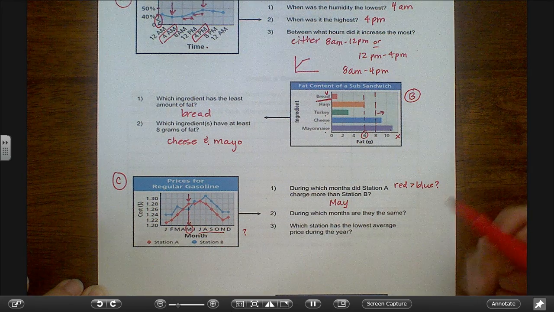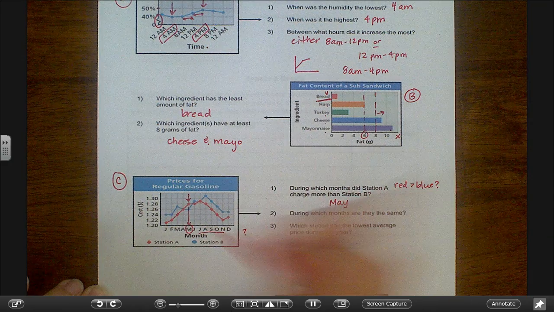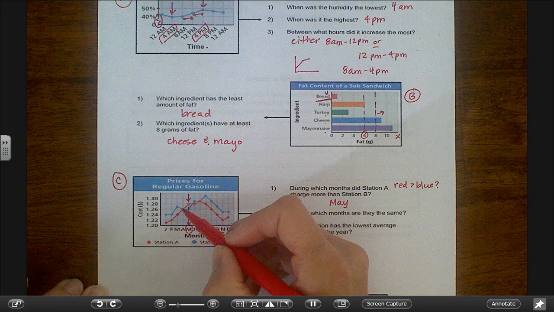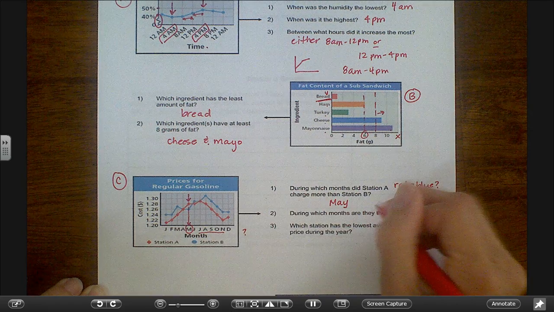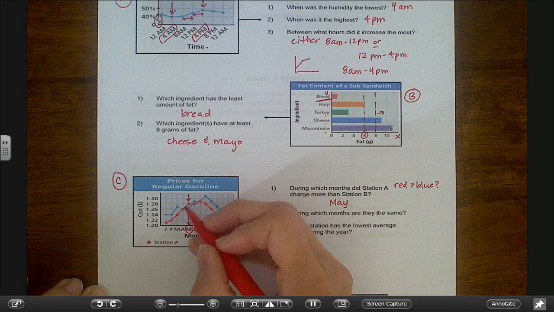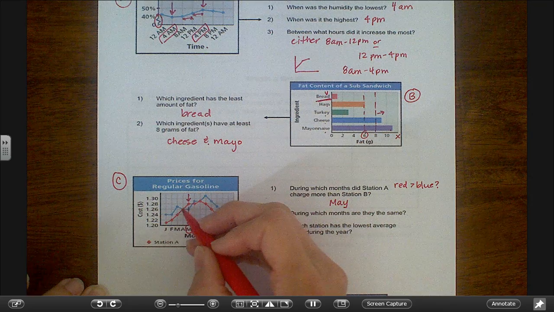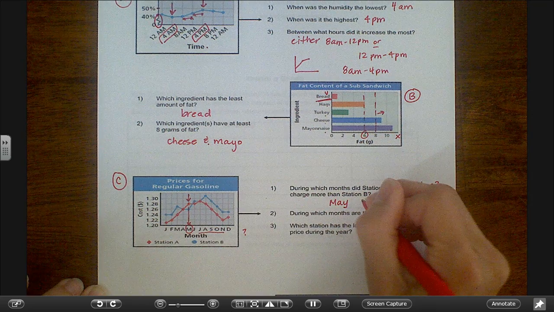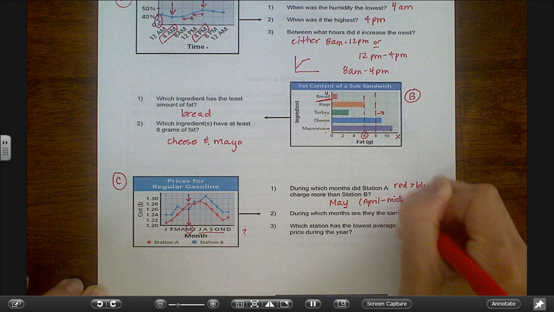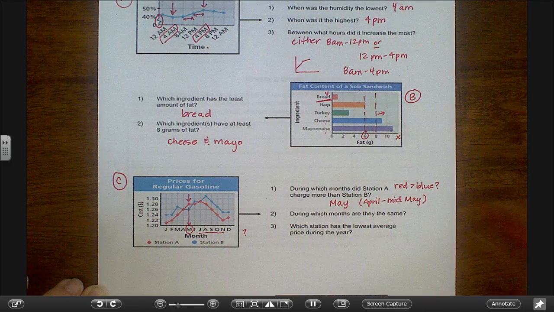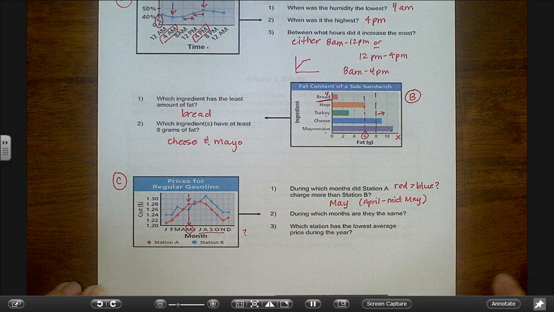And it says months, but not really. I guess you could go from April to May and into a little bit of June if you wanted to, reading the lines rather than just the data points here. So if you want to say April to mid-May, that's fine too. Or if you just said May, that's okay.